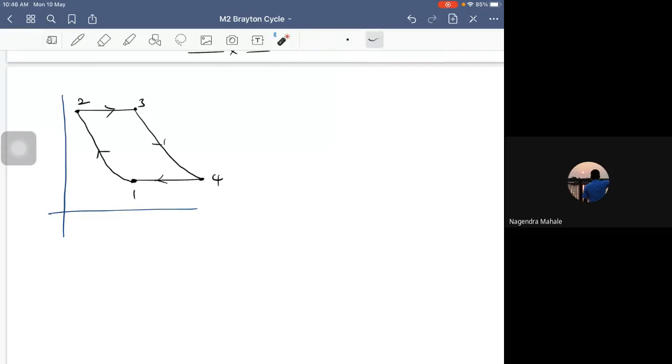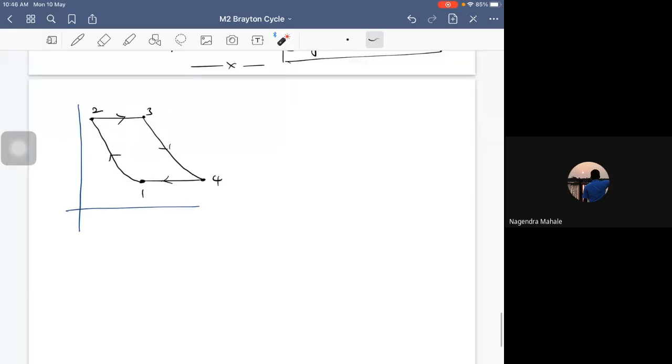So heat gets in isobarically from 2 to 3. Heat gets out isobarically from 4 to 1. Work gets in adiabatically from 1 to 2. Work gets out adiabatically from 3 to 4. Getting it? So this is all the process that you have learned. Now we shall discuss how to calculate the work done in a Brayton cycle. Calculation of work done in a Brayton cycle.